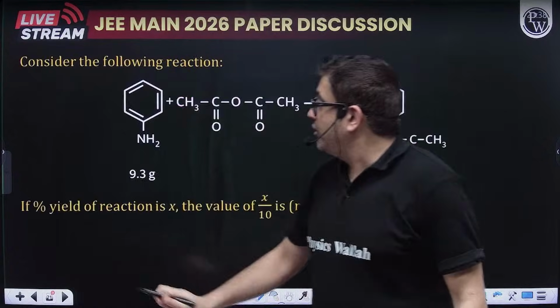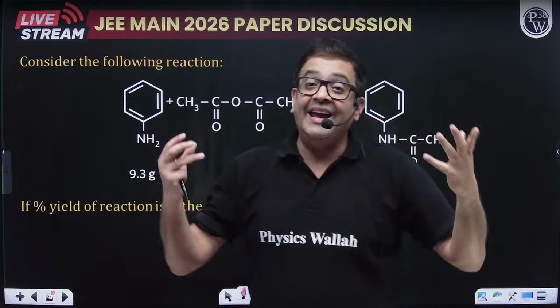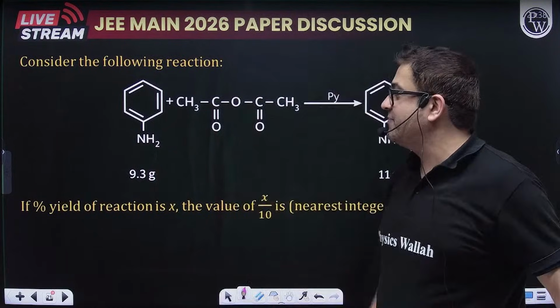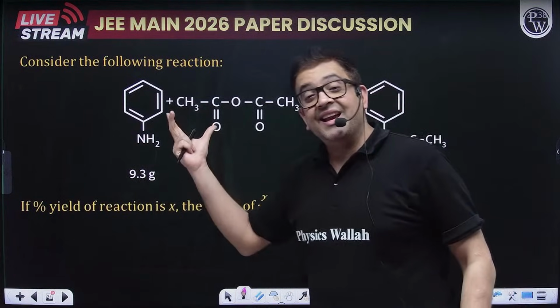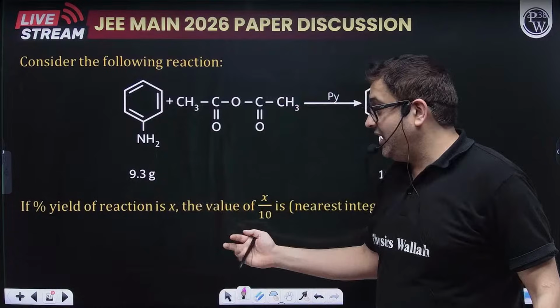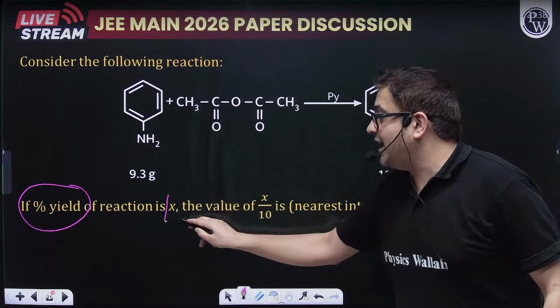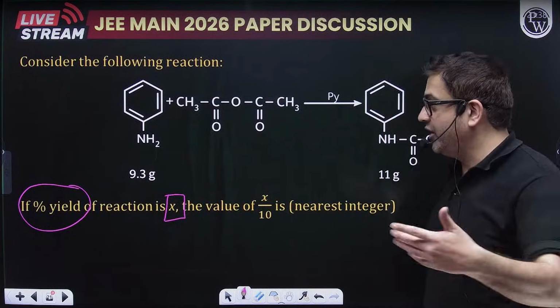Okay, moving to the next question. This is probably the question where "into divide" is needed from you. So let us see this. A basic organic reaction is given, and now they are again applying the mole concept, saying that if the percentage yield of the reaction is x, then you have to report the value of x by 10.